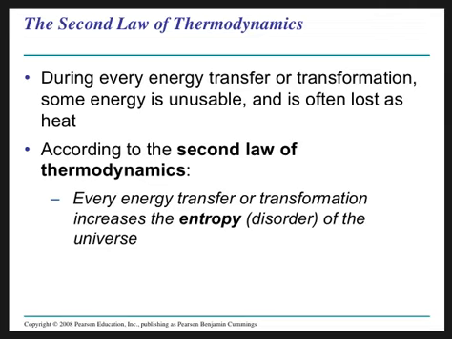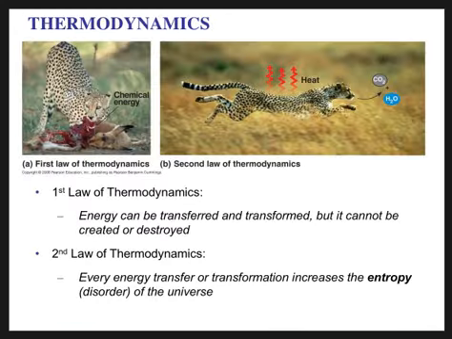It's not actually leaving the ecosystem, or even the biosphere rather, is probably a better way of saying that. It's just being transferred around. So the second law of thermodynamics says that every energy transfer or transformation increases the entropy. Entropy is disorder. I want you to think of it as chaos, the disorganization. So every energy transfer or transformation increases the disorder of the universe. Every time we quote unquote lose some energy as heat, we're making the universe or the biosphere less organized. It just means it's not usable to us.